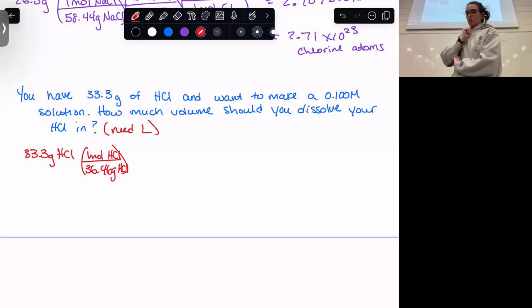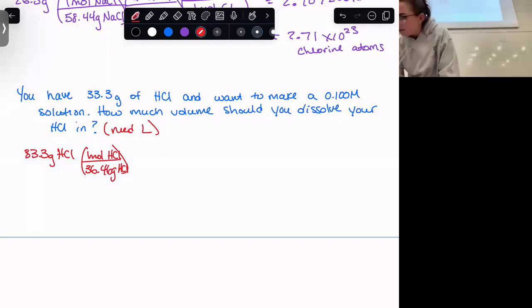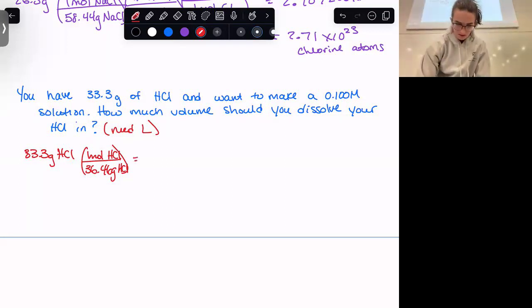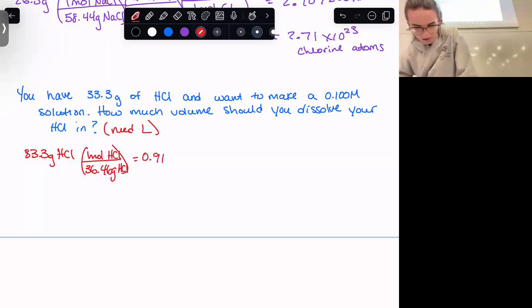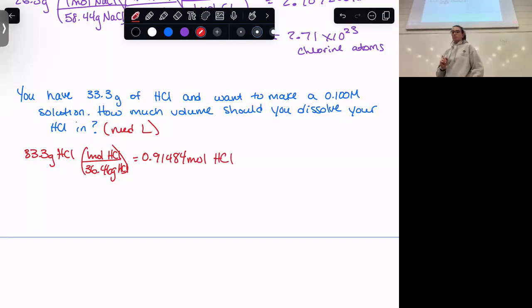So HCl is going to be 36.46 grams. Can we stop there? In terms of the rest of our train tracks, do we need any more train tracks right now? Not really, right? So we can get how many moles of HCl we need. Okay, so you have this many moles of HCl. We want to get to a 0.1 molar solution. How are we going to find what volume we need?